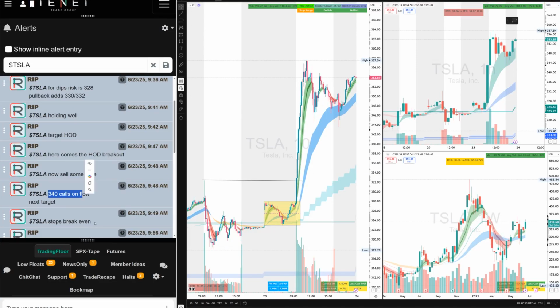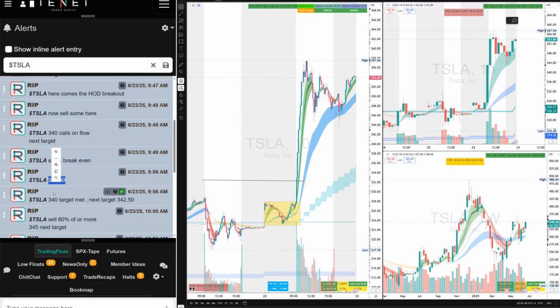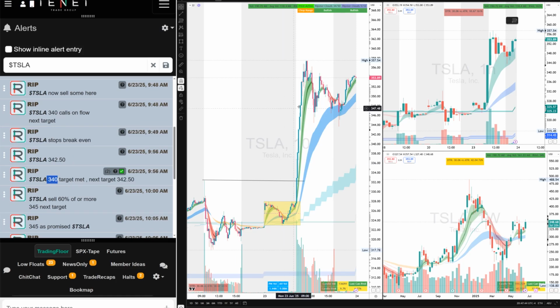So once it started to push, you just put your stops at break even. Just forget about it. Take a little bit off, put your stops at break even. If you see that, you can sell some, but stops at break even. Right? And then the next targets I gave were 342.50 and 340. Those were my 2 targets. We hit 340, we hit 342.50. That's where I told the traders to sell 60%.